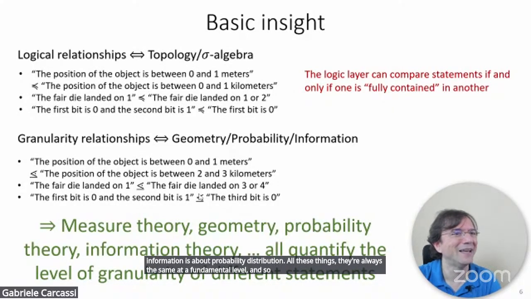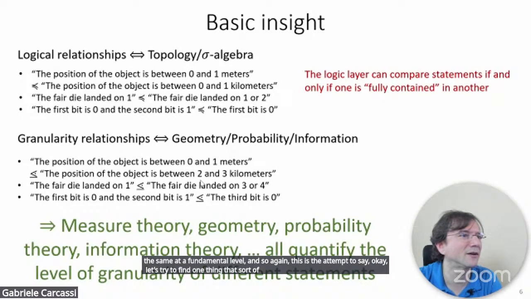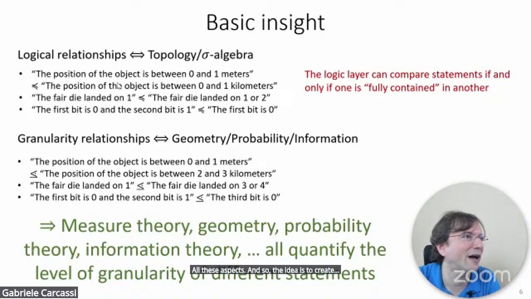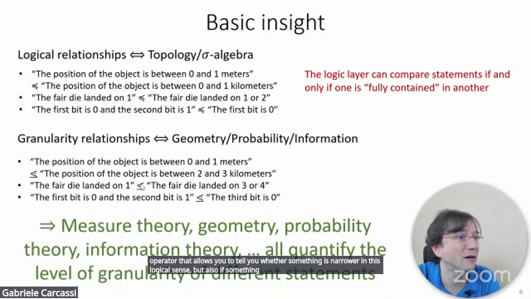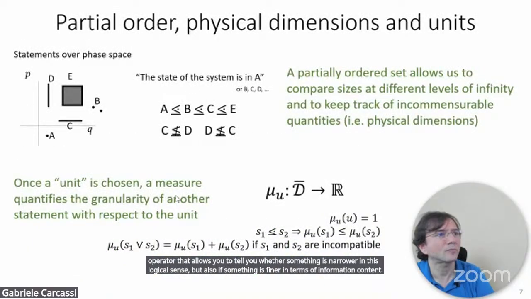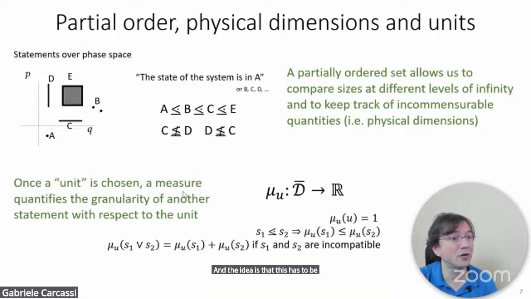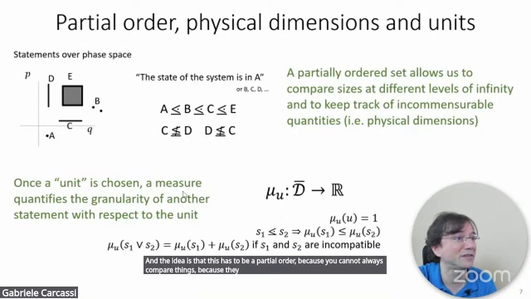And so again, this is the attempt to say, okay, let's try to find one thing that connects all these aspects. And so the idea is to not only have an operator that tells you whether something is narrower in this logical sense, but also if something is finer in terms of information content. And the idea is that this has to be a partial order because you cannot always compare things, because they might be about things that are incommensurable.